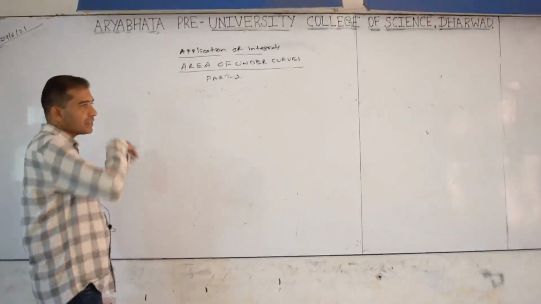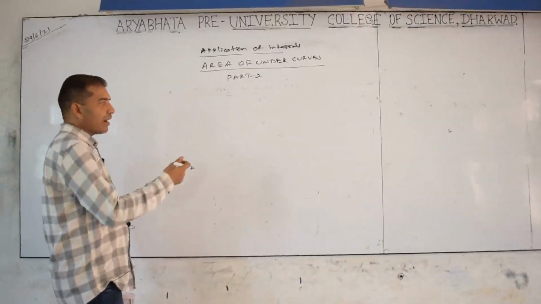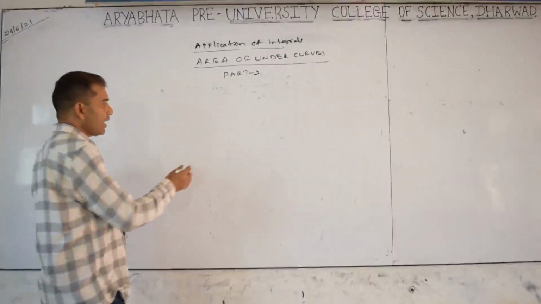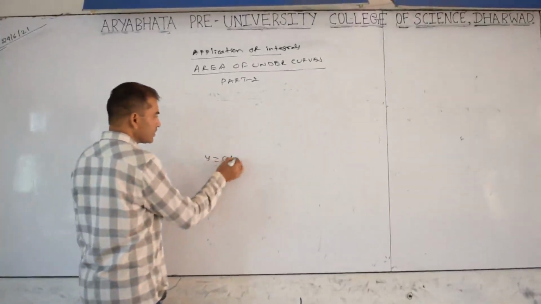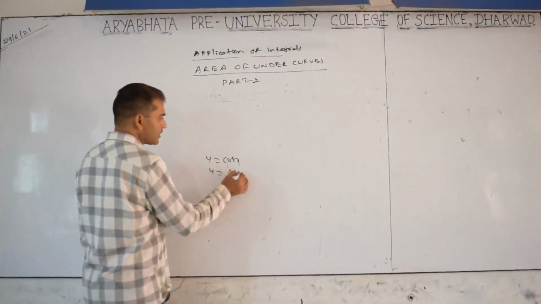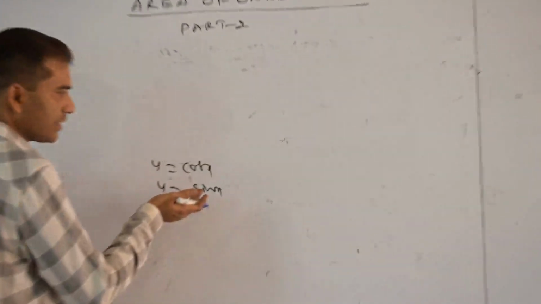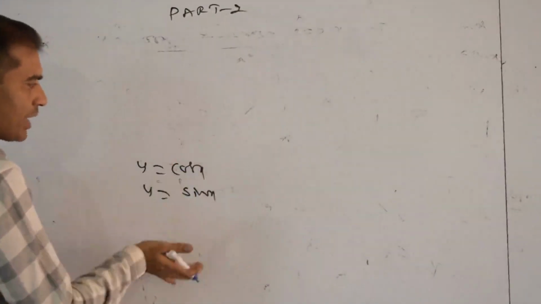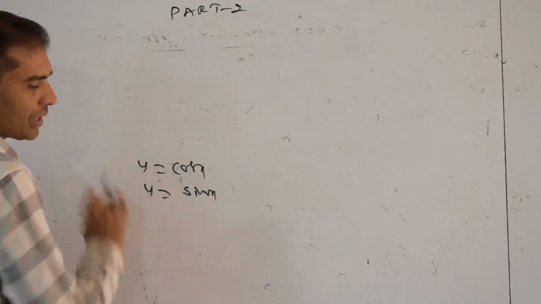Previous class we have discussed the area bounded by either cos x curve or sin x with x-axis, above the x-axis or below the x-axis. How much area did it occupy? 2 units.